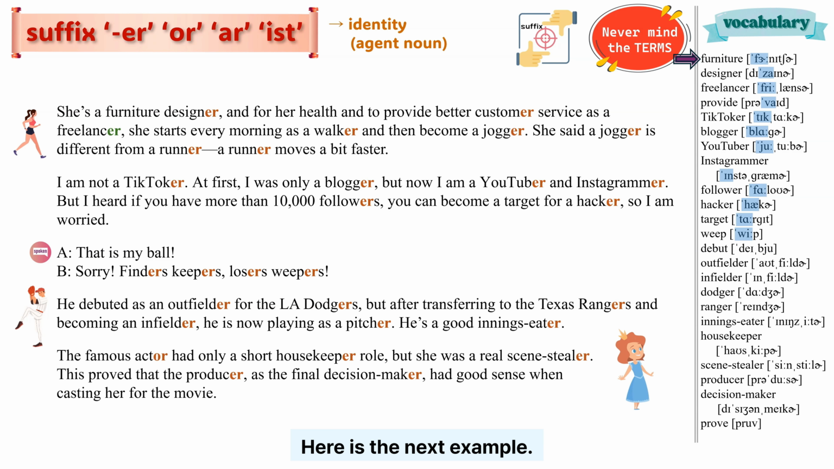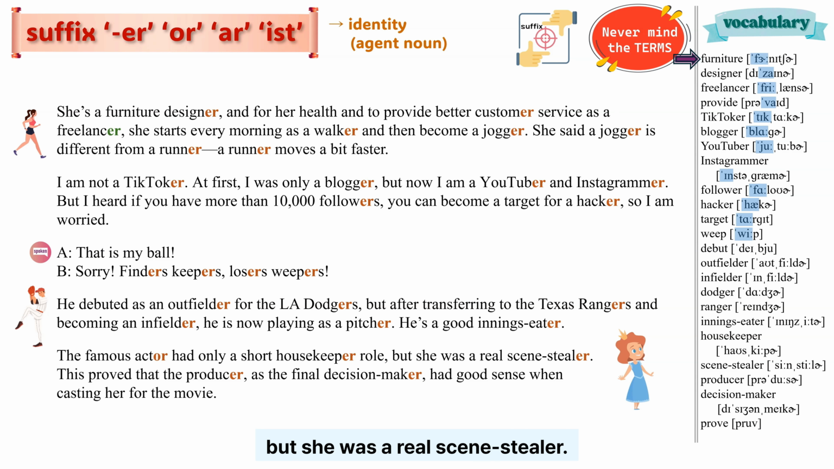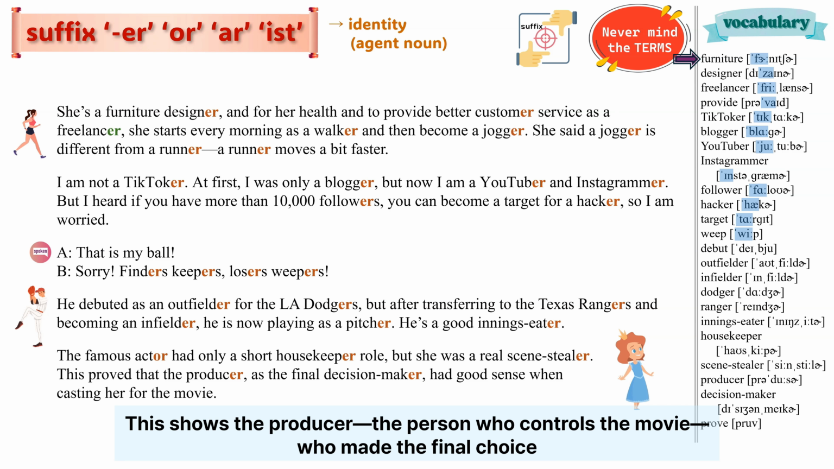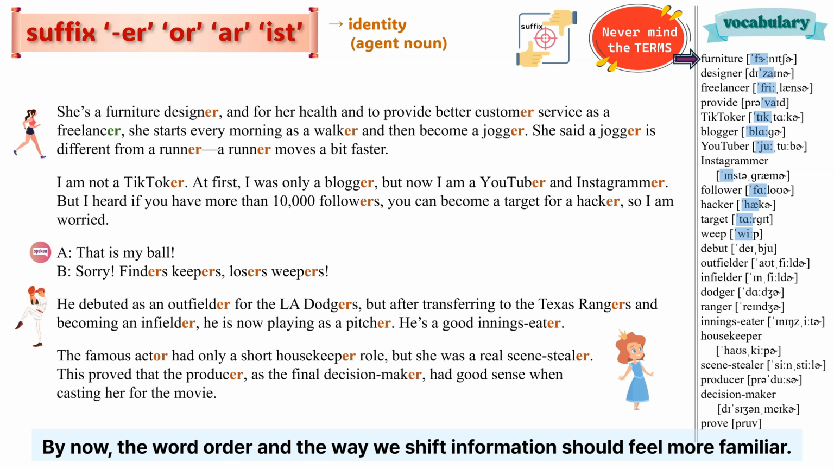Here is the next example. The famous person who plays roles in movies only had a short part as a housewife, but she was a real scene stealer. That means she took the attention away from the main actor. This shows the producer, the person who controls the movie, who made the final choice, has good sense when choosing actors. By now, the word order and the way we shift information should feel more familiar.